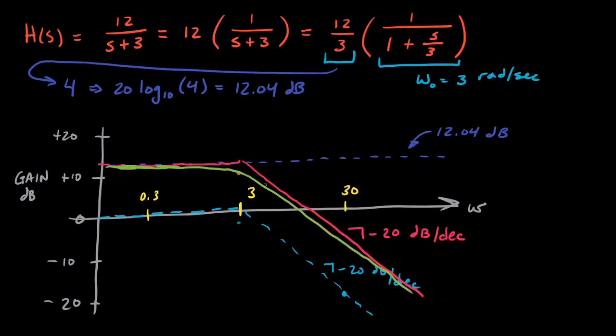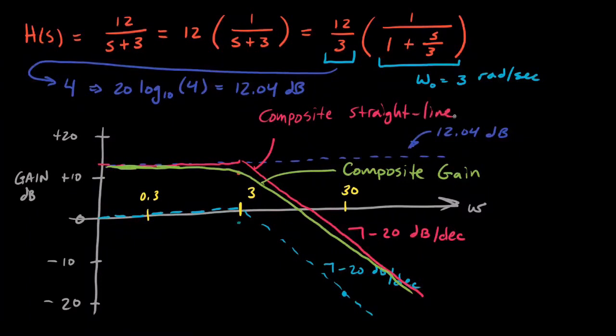So that's essentially, the green line here is what the composite gain curve is going to look like. And this one here is the composite straight line approximation. So it's the composite straight line. Either one is fine. I mean, if you can tell my artistic ability, the lines aren't even parallel when they need to be and stuff like that.